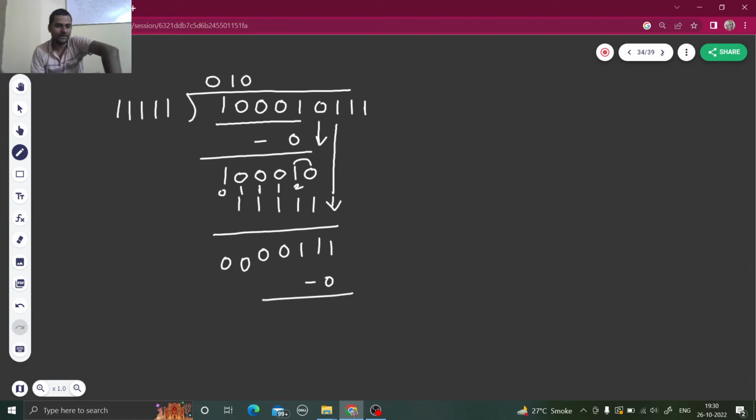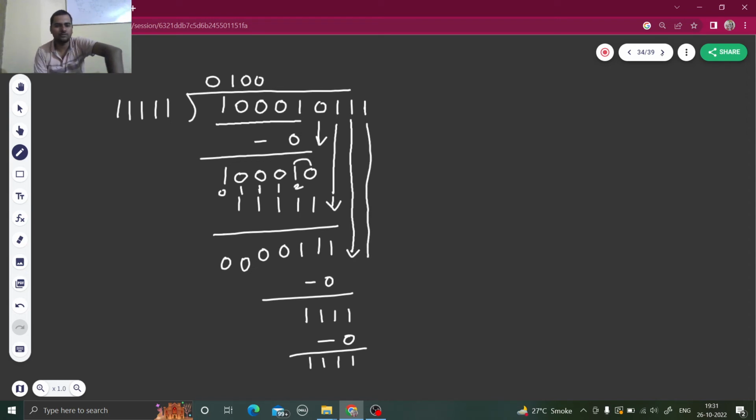I'm not copying the rest of the bits. I'm just copying 1, 1, 1. Then because I have done this, I have now get the freedom to take one more 1 down. So I will get 1. Still not possible to divide. So again, a 0 here and a subtraction by 0. 2, 3, 4. Now I can take the last one also down.